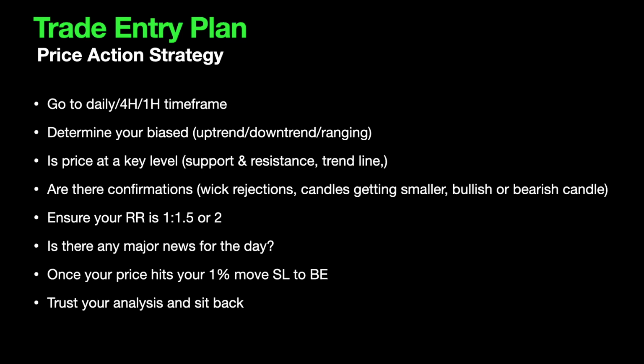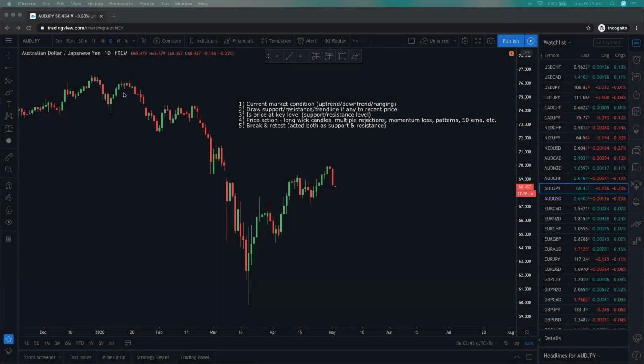We want to make sure we have enough confluence, meaning enough evidence or confirmation that price is what we deem it is. For example, enough confirmation that we want to buy the market or sell the market. The more confirmation that we have, the higher the probability of our trade. So this would be the checklist, but do not worry about this at the moment, as I will go through it step by step on the chart itself. Okay, so let's go to the chart.